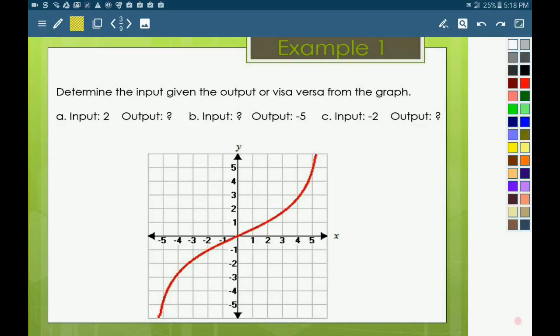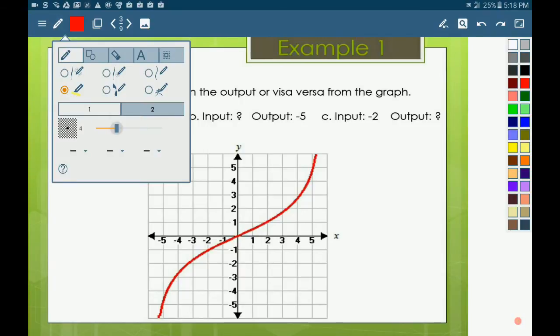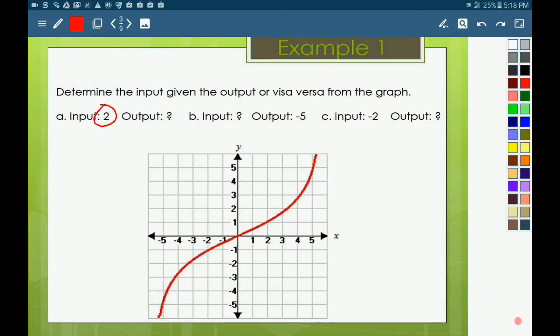Determine the input given the output or vice versa from the graph. So the first one that I have, I see that they give us the input of 2. Okay, so input is going to represent x. And I'm going to write these at the top. Input, that's x. Output, that's y. We learned that in the last few lessons.